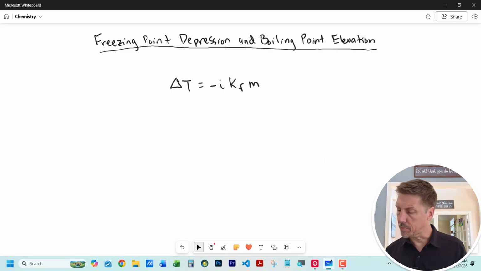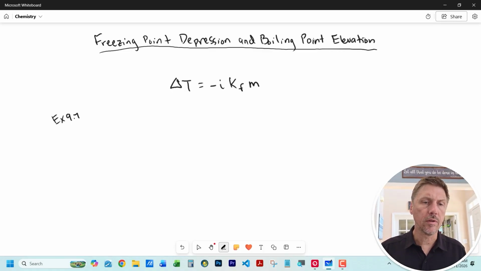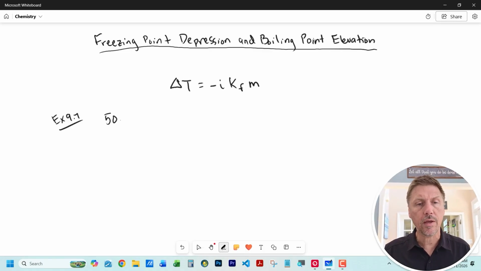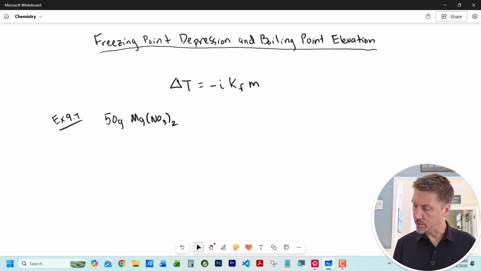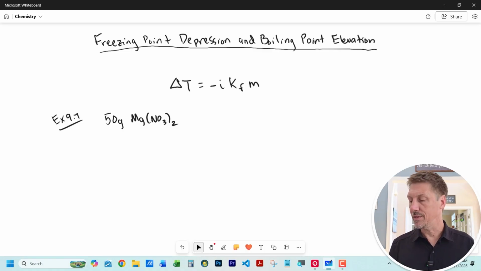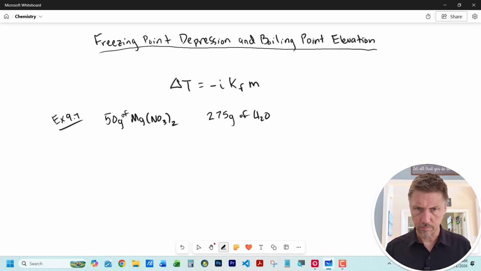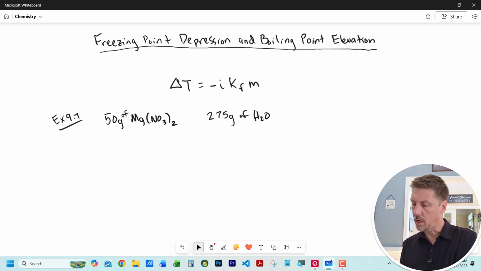So we're going to use this formula. And the problem, this is example 9.7 in the book. The problem says a chemist dissolves 50 grams of MgNO3, or magnesium nitrate, in 275 grams of water. So 50 grams of this, 275 grams of H2O. What is the freezing point of the solution?